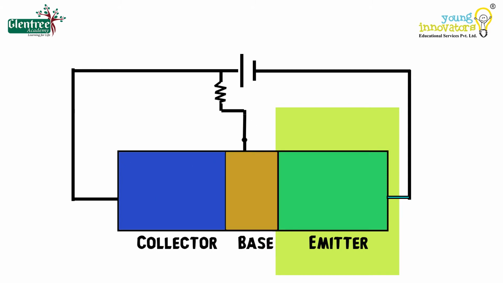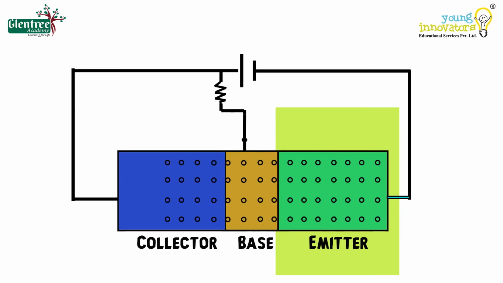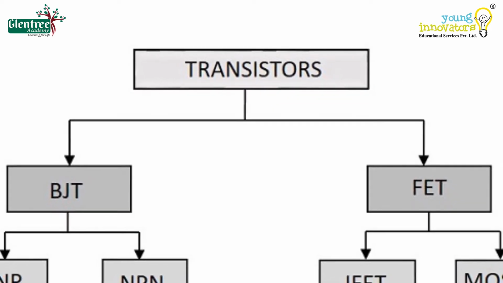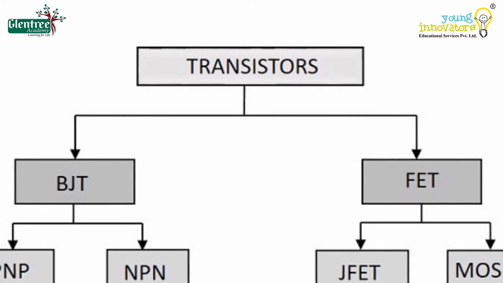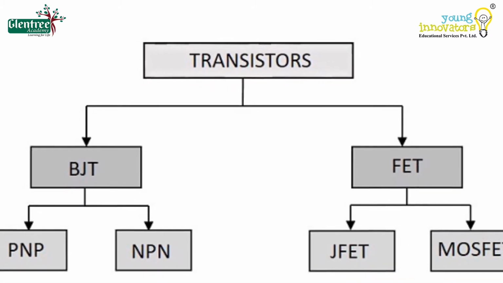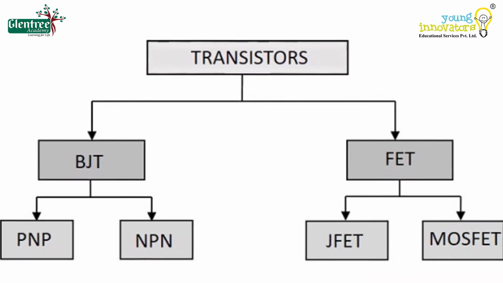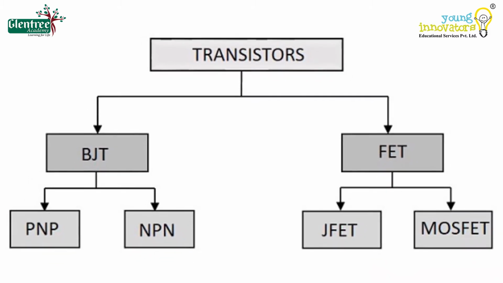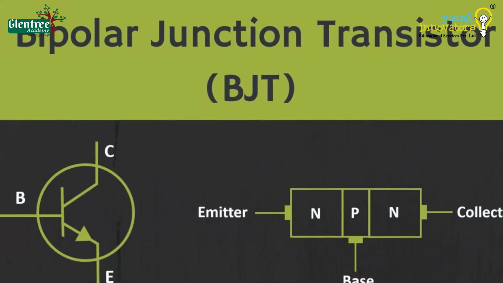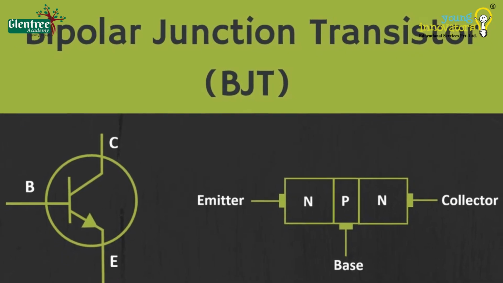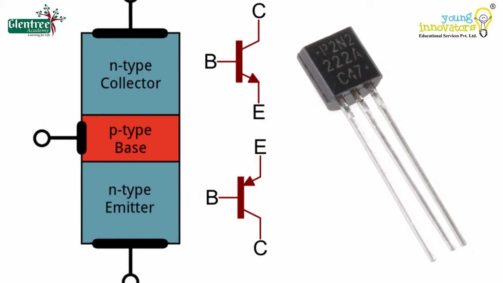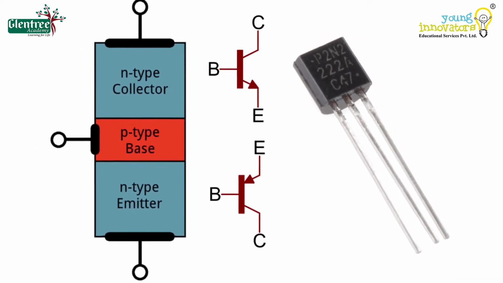Having known the terminals of the transistor, we will further look into types of transistor. There are many types of transistors, namely a junction transistor, a field effect transistor, and a metal oxide semiconductor field effect transistor. We will focus on a junction transistor as they are the most commonly used transistors in the circuits that we build and many other applications.